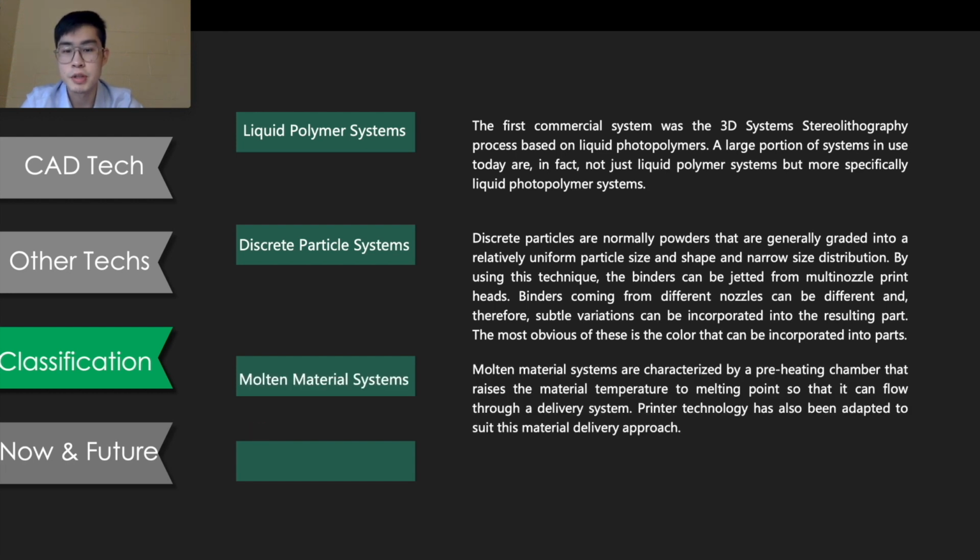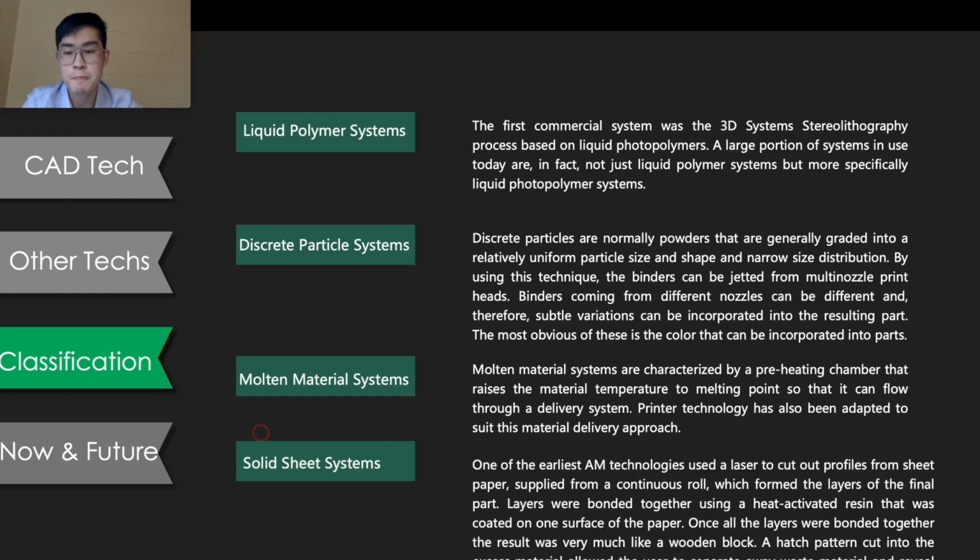Melting material systems. Molten material systems are characterized by a preheating chamber that raises the material temperature to melting point so that it can flow through a delivery system. Printer technology has also been adapted to suit this material delivery approach.